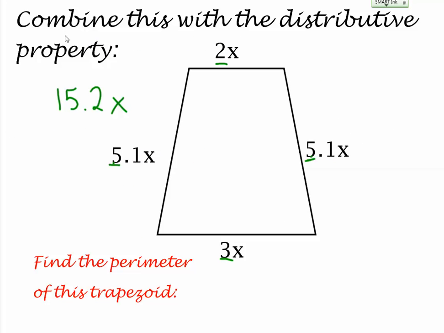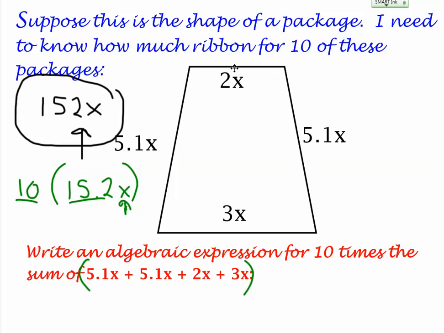All right, next you worked with finding the perimeter of a trapezoid, which is just combining like terms. So you added them all up and got 15.2x's. And then I said, what if this was ribbon that I needed to put around here and I had 10 packages in this shape? So how do I multiply 10 groups of 15.2x? And you just multiply 10 times 15 and 2/10.